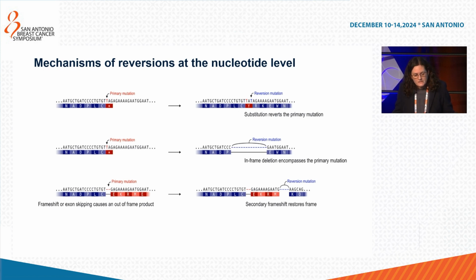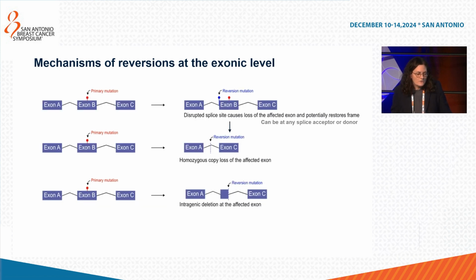So there are several mechanisms of reversion. The primary mutations are nucleotide-level. You can have a substitution that reverts the primary mutation, you can have a deletion that encompasses the primary mutation, or you can have a secondary deletion or change that reverts several nucleotides down, a reversion mutation which restores the reading frame. There are also reversions at the exonic level.